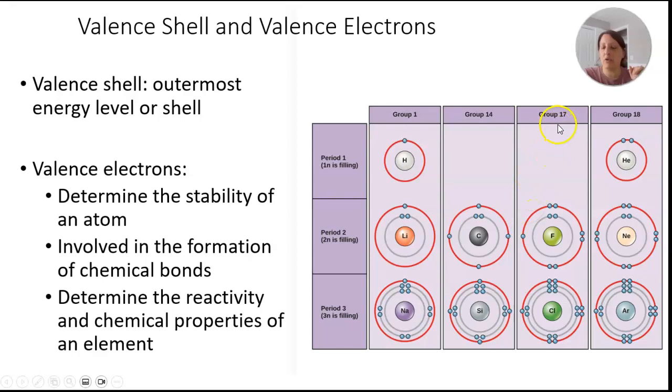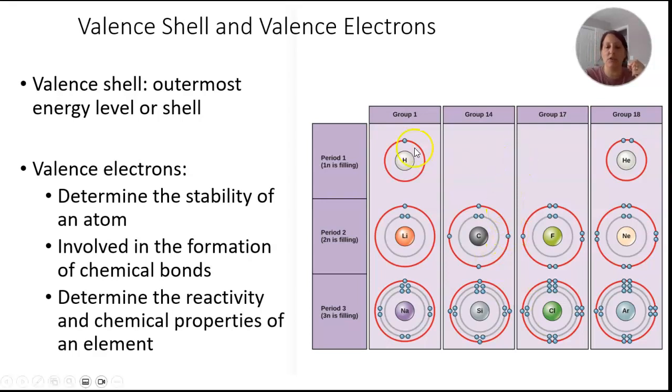If we look here at group 17, so we've got fluorine and chlorine, these guys have 7 valence electrons. So they have a tendency to grab an electron from another atom to fulfill their outermost shell. And so that's called ionization. So both fluorine and chlorine have a tendency to gain an electron and become negatively charged. So those are called anions. We're going to get to that in just a second as well.